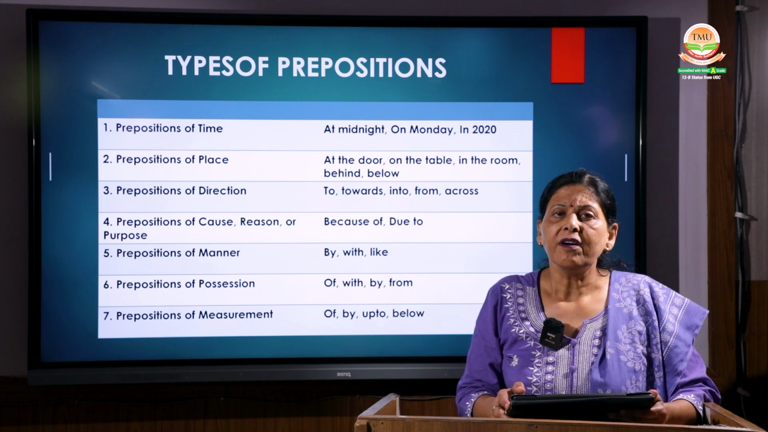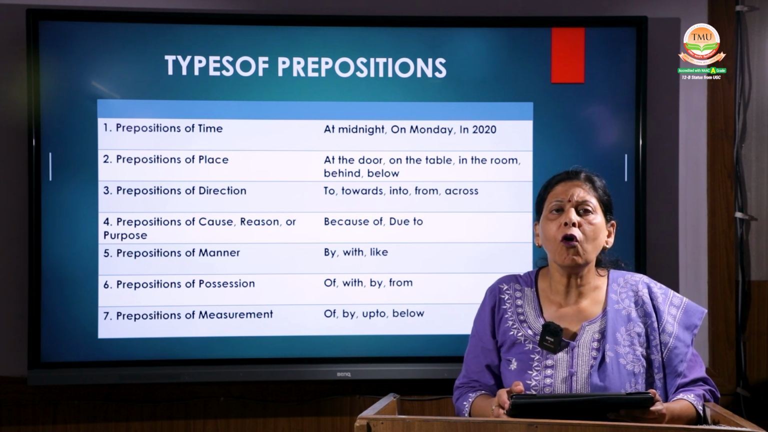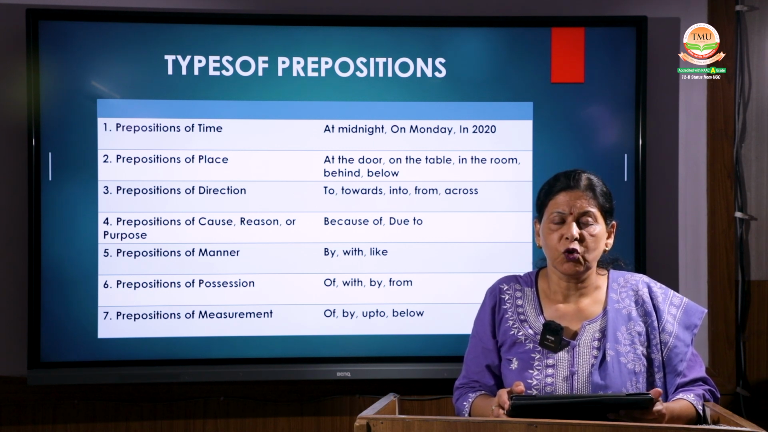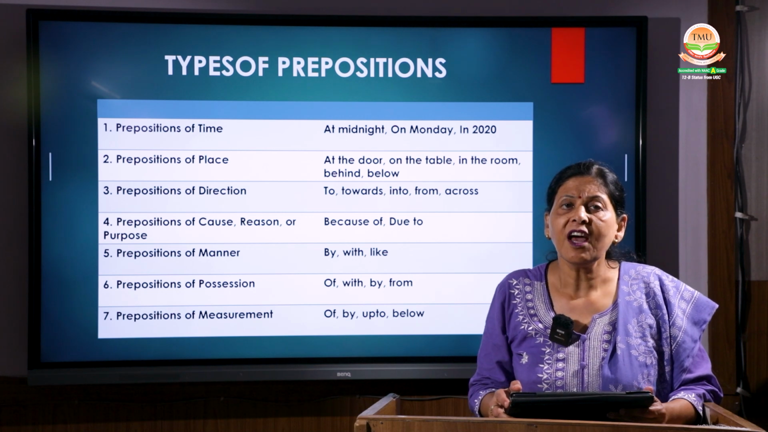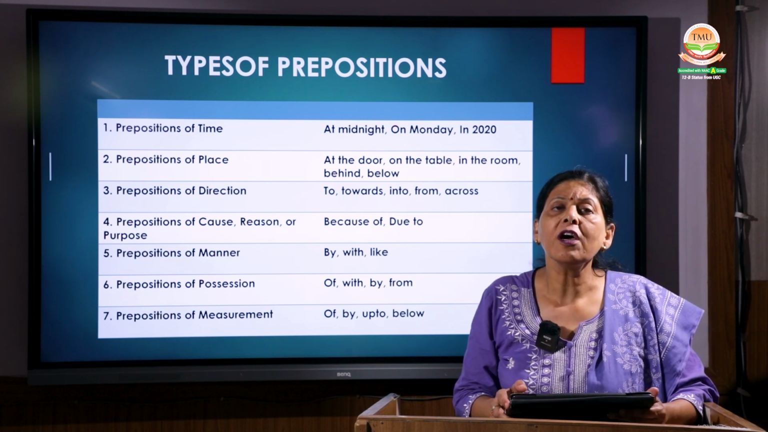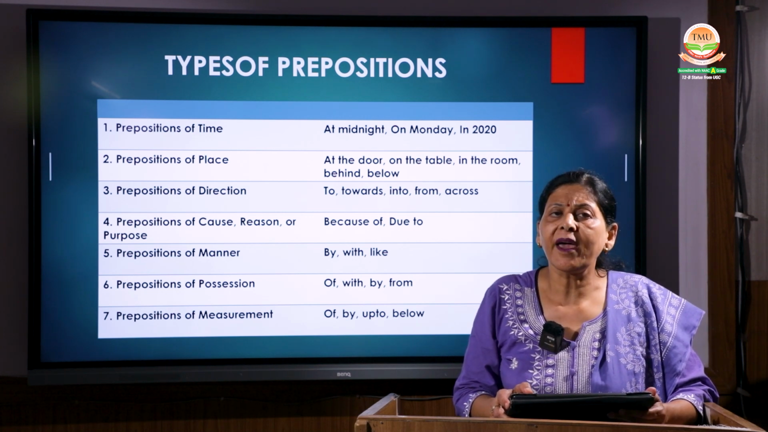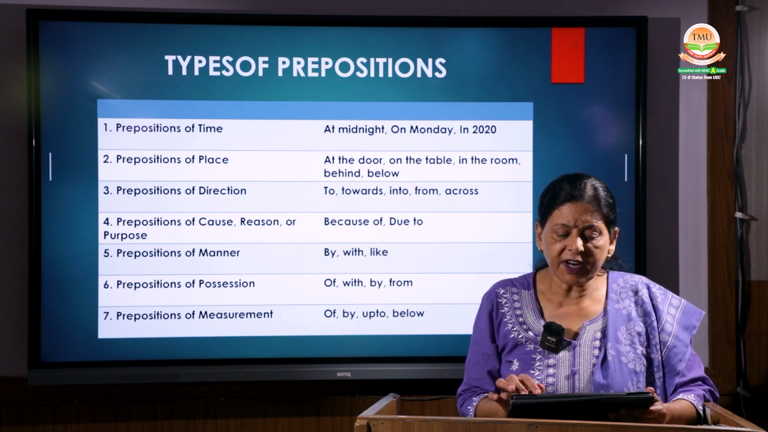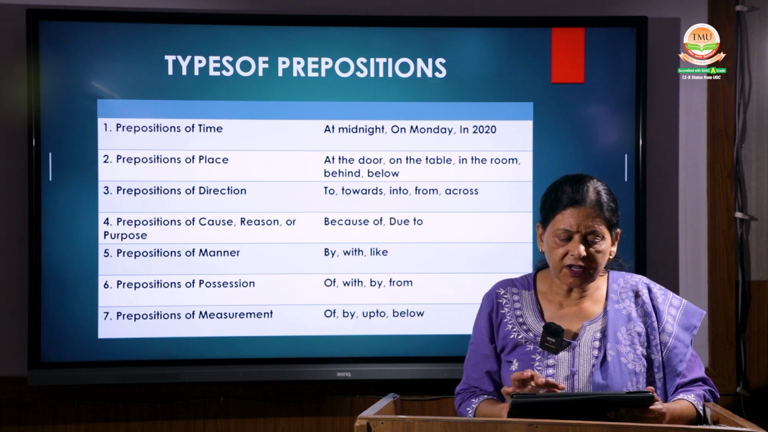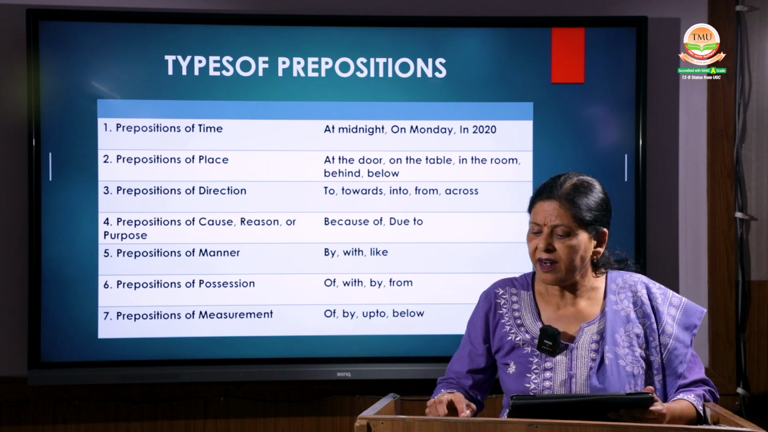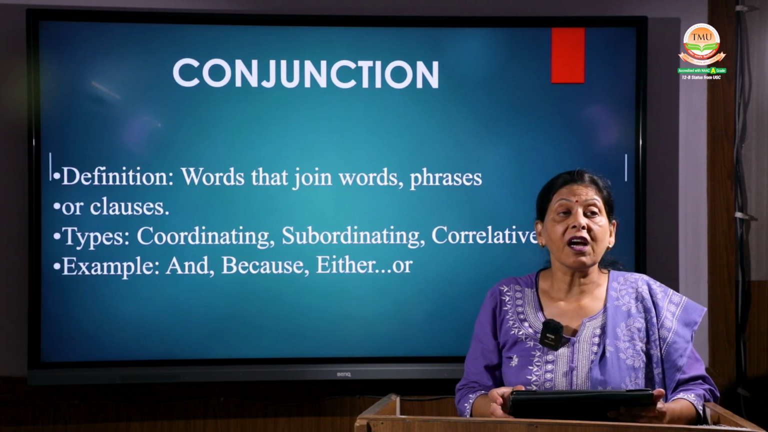The shirt reaches below my knees. So what is the measurement of the shirt? That it is that long that it reaches below my knees. So below here shows the measurement. So here we finish up the prepositions. After the different types of prepositions, our next category will be conjunctions.